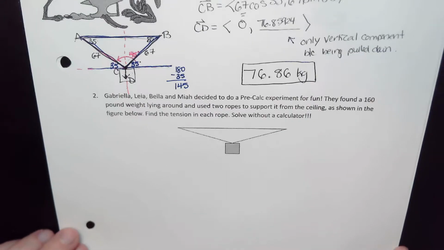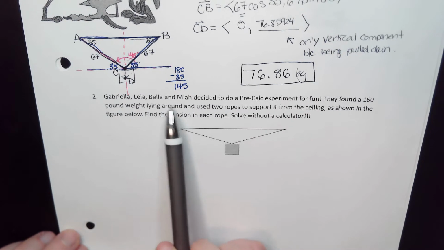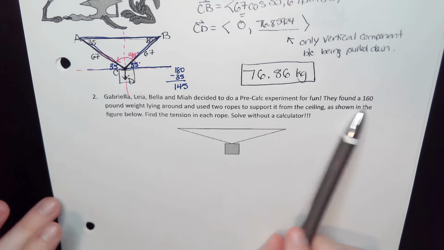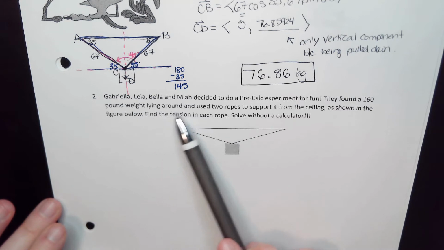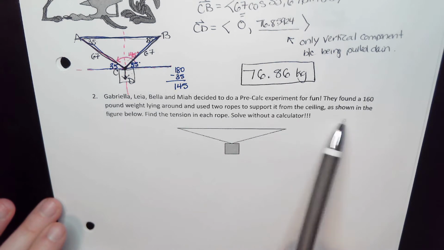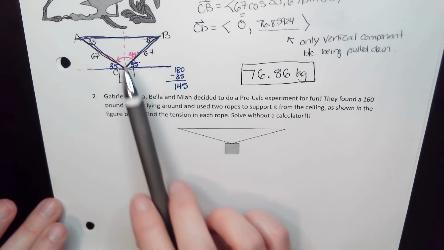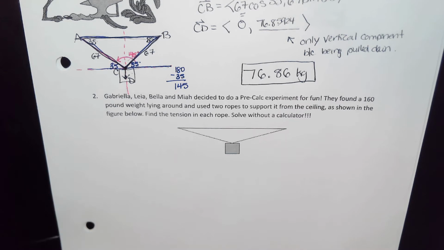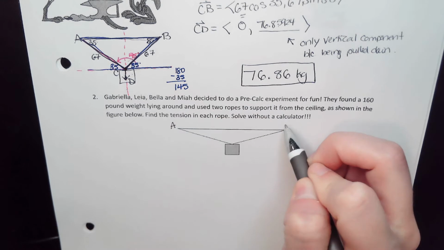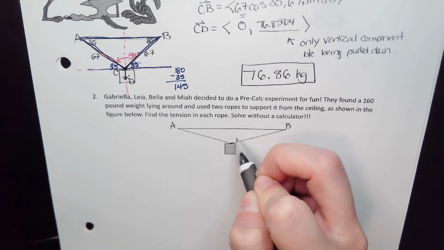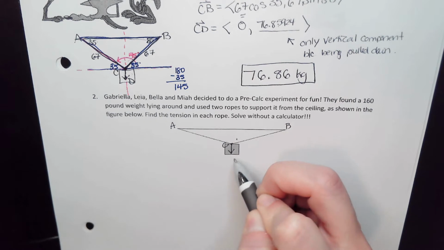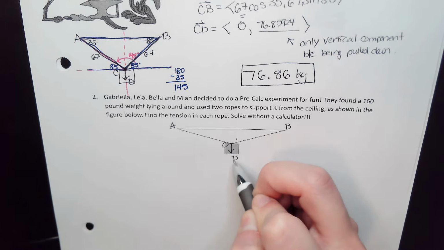So here we have Gabriella, Leia, Bella, and Maya decided to do a pre-calc experiment for fun, obviously. They found a 160-pound weight lying around and used 2 ropes to support it from the ceiling, as shown in the figure below. So again, you see this similar figure. Find the tension in each rope, and I would like you to do this one without a calculator. So first, let's label, let's call these our A, B, here's our C, and then down here, the weight that they found going towards D.